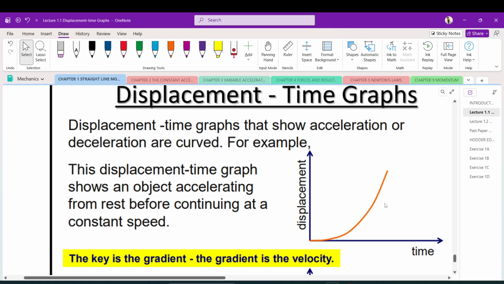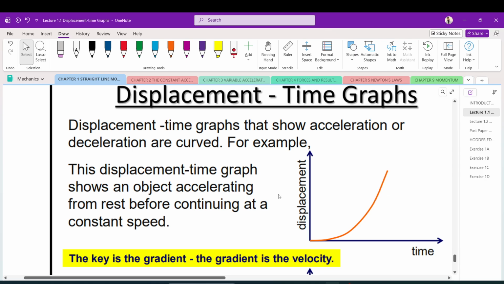Now this shows that velocity is increasing. The velocity is not constant, it is increasing because you can see that the gradient is not fixed. On a curve, we know that at every point the gradient is different. And we can see that over here the graph becomes steeper. So that tells us that velocity is increasing because the gradient is also increasing at every point of the curve.